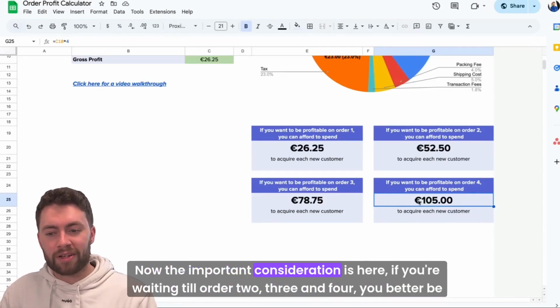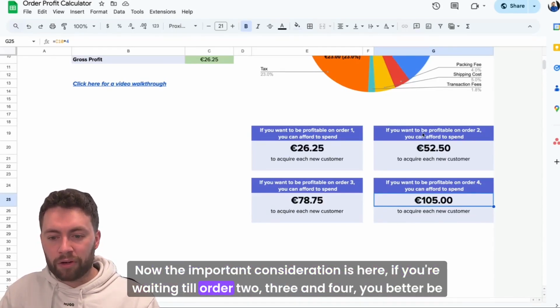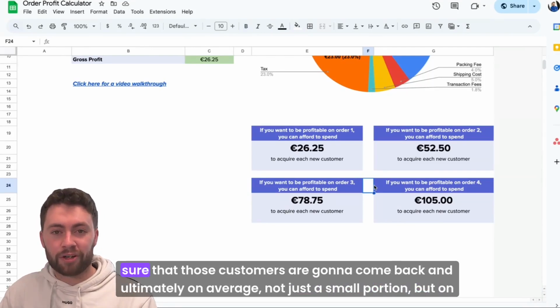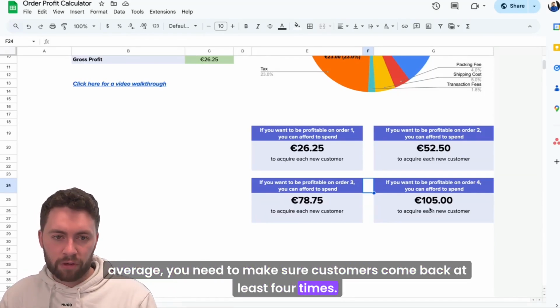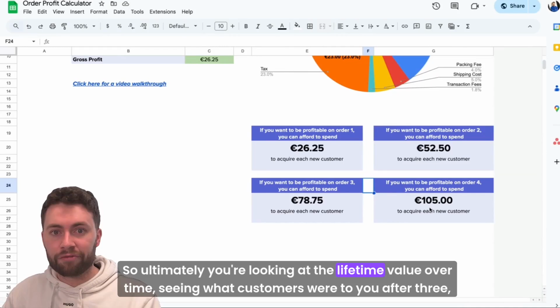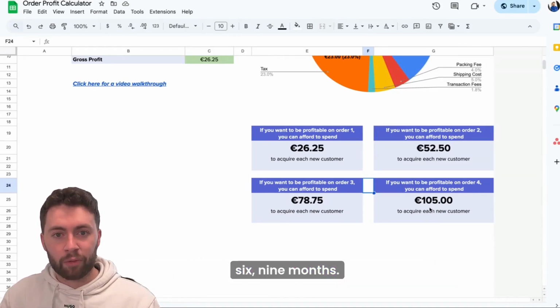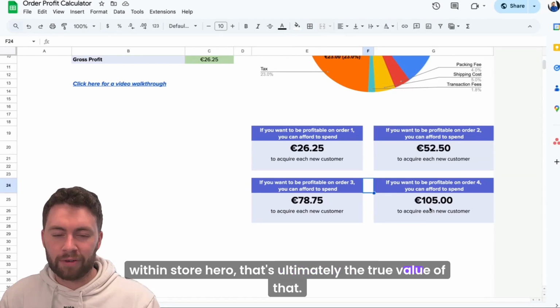Now, the important consideration here is, if you're waiting till order 2, 3, and 4, you better be sure that those customers are going to come back. And on average, not just a small portion, but on average, you need to make sure customers come back at least 4 times. So look at the lifetime value over time, seeing what a customer is worth to you after 3, 6, 9 months within Store Hero, that's the true value of that.